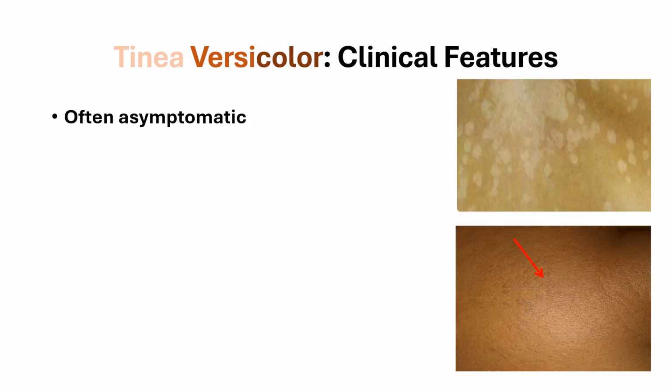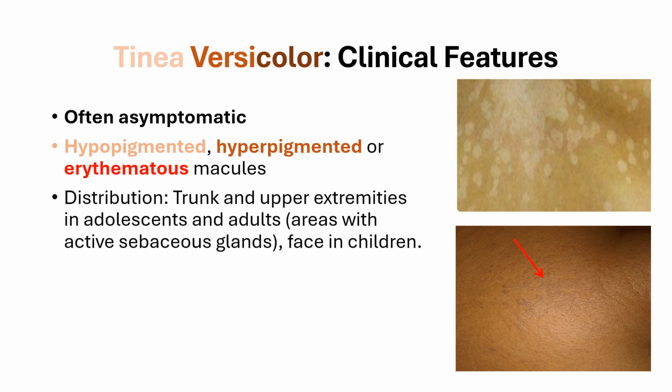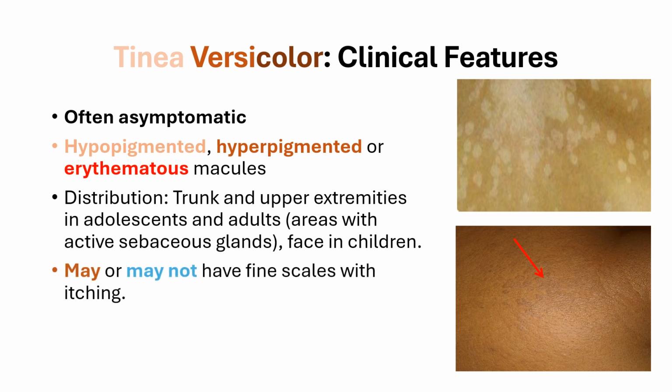So its clinical features, it's often asymptomatic, and there's hypopigmented, hyperpigmented, and erythematous macules, as we have discussed. And its distribution, it's usually in the trunk and upper extremities in adolescents and adults, which have highly active sebaceous glands, and usually on the face in children. It may or may not have fine scales and itching.